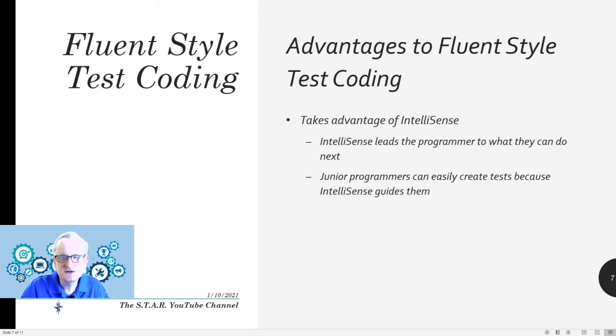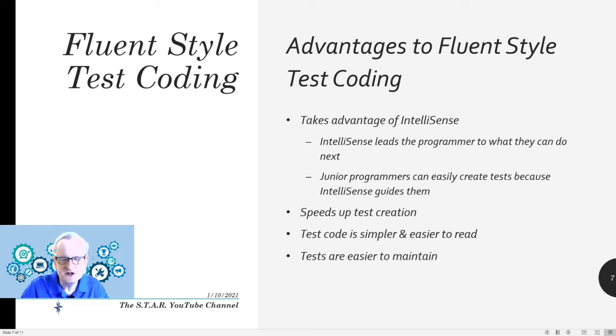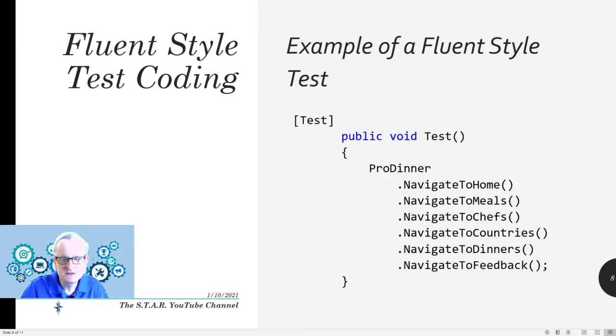The advantages of Fluent Style Test Coding is that you can use IntelliSense to decide what to do next. Junior programmers can easily create tests because the IntelliSense guides them from one step to the next. This greatly speeds up test creation, and test code is much simpler and easier to read. Tests are easier to maintain as well.